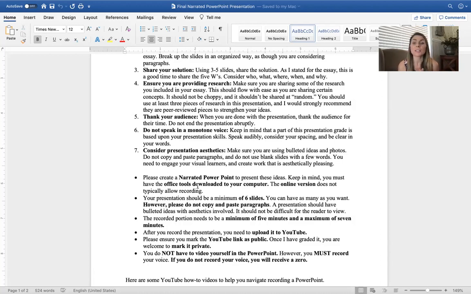Make sure that you're using bulleted ideas and add some photos, add some visual aid. Do not copy and paste paragraphs. I cannot express that enough. And that's not going to be acceptable on this final presentation. A presentation is an opportunity for you to speak and to use a visual aid. So with that in mind, you're not reading off of your slides.